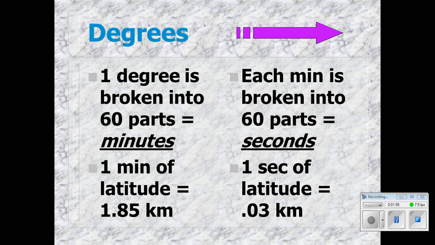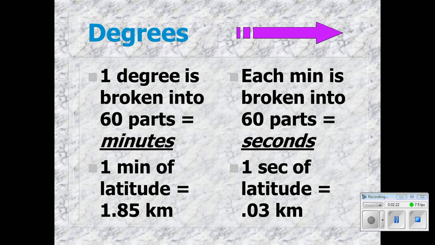One degree is broken into 60 parts, which we call minutes. I like to think of this as time. A degree is sort of like an hour, because you can break an hour down to 60 minutes, just like a degree can be broken down into 60 minutes. Each minute of latitude is 1.85 kilometers. Each minute is broken down into 60 parts, which we call seconds.